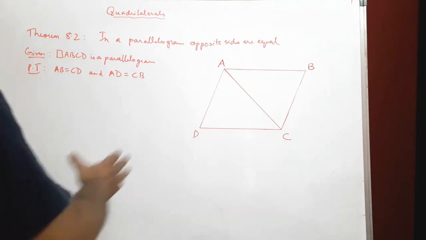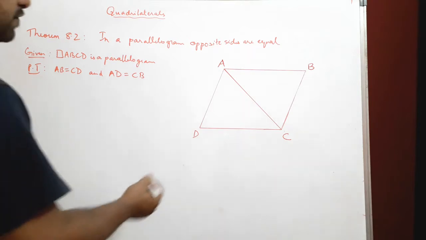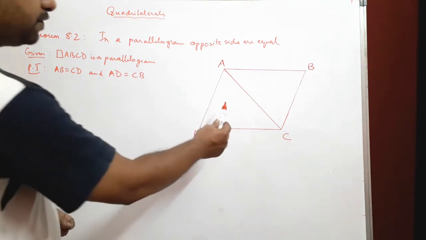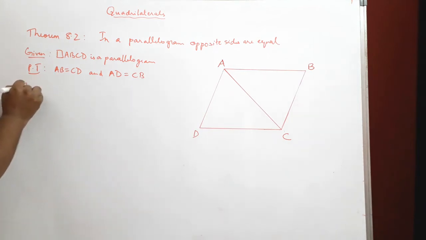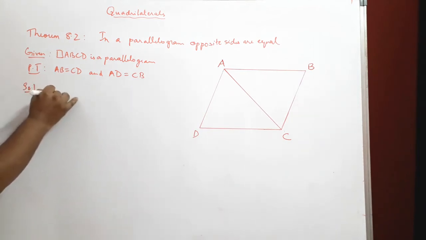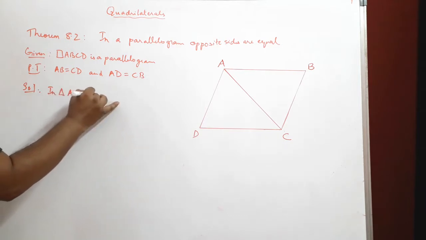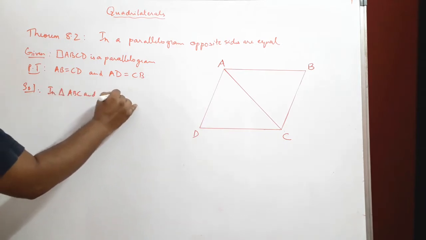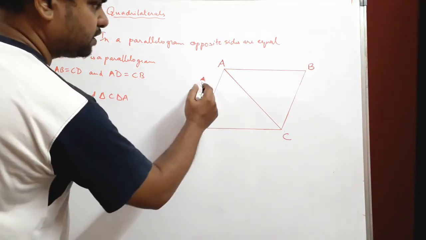We have just been given that this is a parallelogram, that is quadrilateral ABCD is a parallelogram. In order to prove that the opposite sides are equal, we'll try to prove that these two triangles are congruent first. So begin with solution: in triangle ABC, and we'll take triangle CDA.